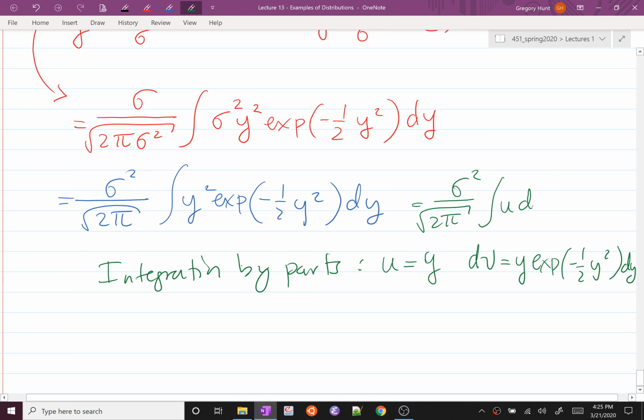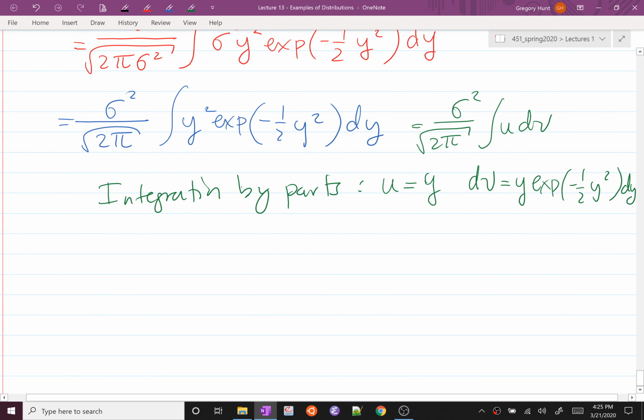times the integral of u dv. And when we solve this integral, the integral over all possible real values, it turns out, I'm going to say you can show, that the integral of u dv is going to give us root 2 pi. And I'll let you think about how that can be done.